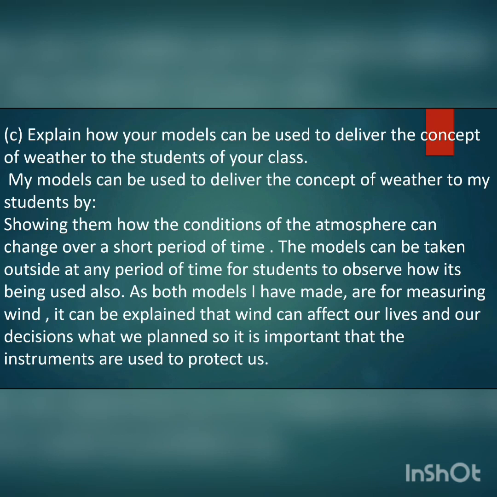We have to explain how our models can be used to deliver the concept of weather to the students of my class. My models can be used to deliver the concept of weather to my students by showing them how the conditions of the atmosphere can change over a short period of time. The models can be taken outside at any time for students to observe how they are used. As both models I have made are for measuring wind, it can be explained that wind can affect our lives and the decisions that we plan, so it is important that instruments are used to protect us.